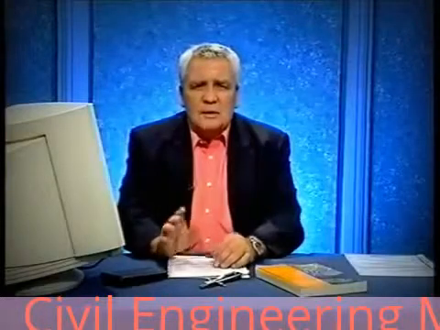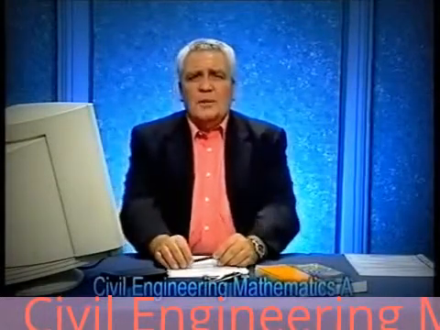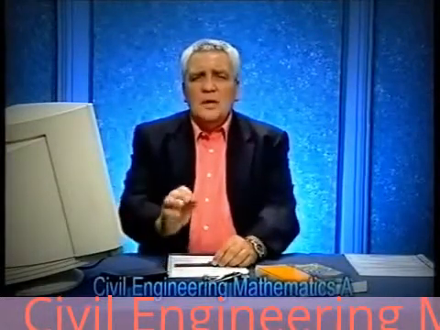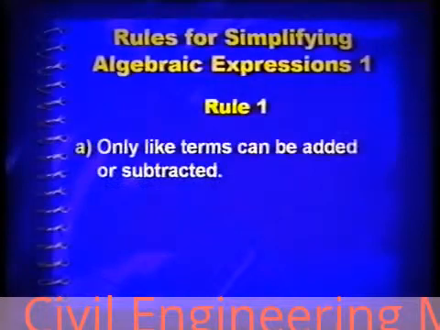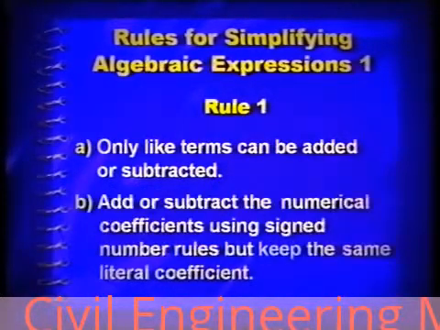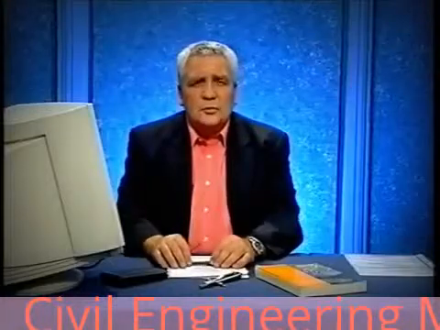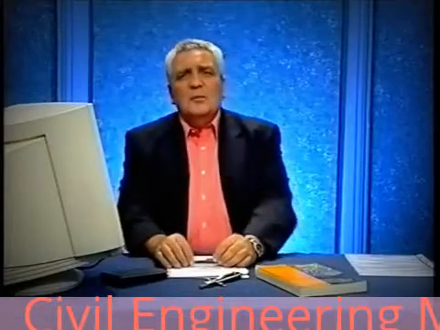So this leads then to that important rule of algebra about simplifying expressions. Only like terms can be added or subtracted. It will come up on the screen now. I've called it rule 1. And when you add or subtract, what you have to do is keep the same literal coefficient and add or subtract the numerical coefficient. Let's have a look at an example as usual. Easy example first and then a more difficult one.